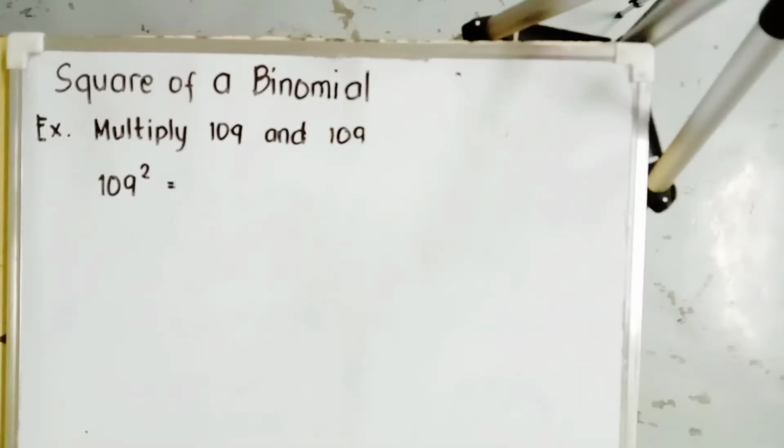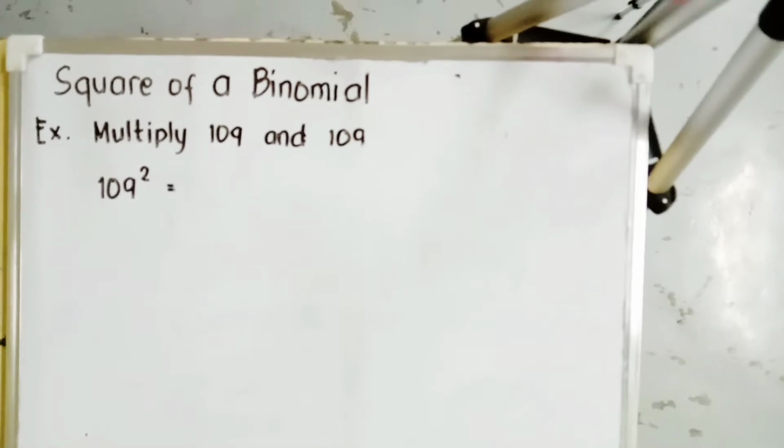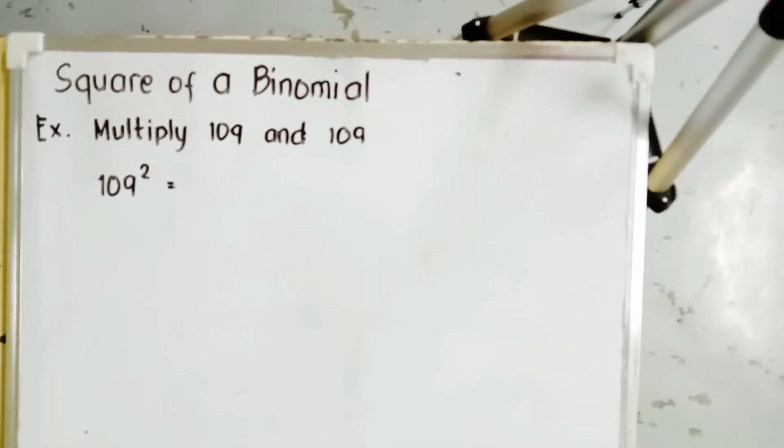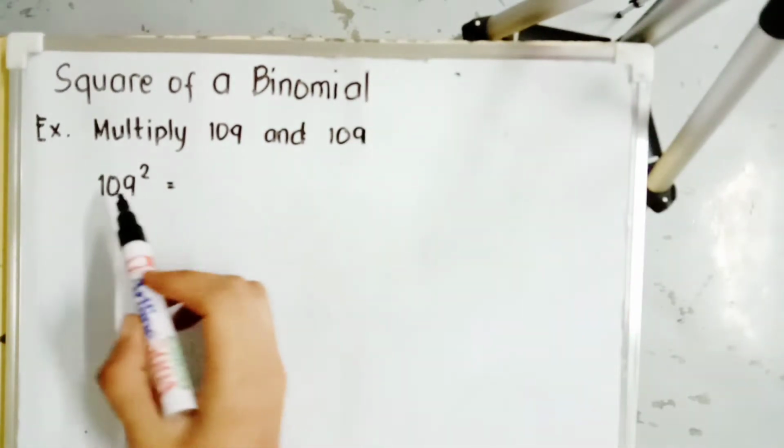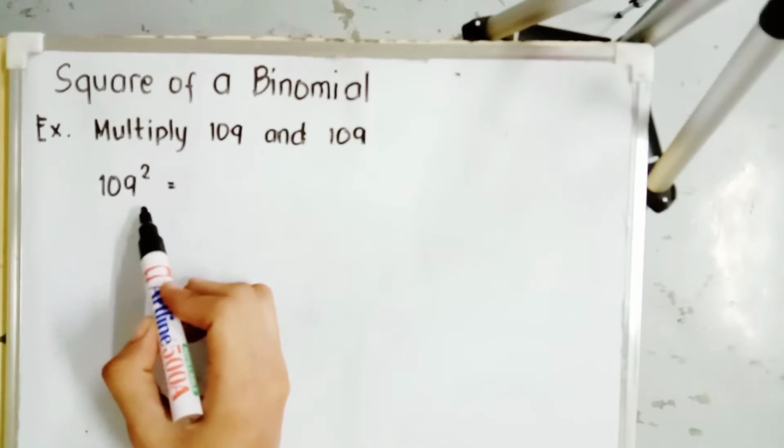The topic for today is about square of a binomial. One of the techniques for us to multiply big numbers is using square of a binomial. Let's consider this given example. Multiply 109 and 109. Since we have to multiply 109 twice, that becomes 109 to the power of 2.